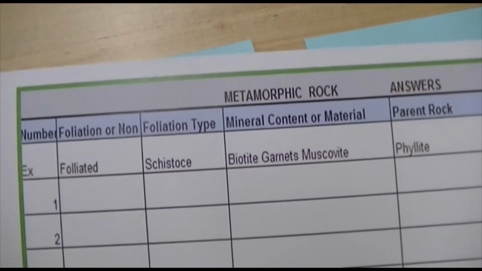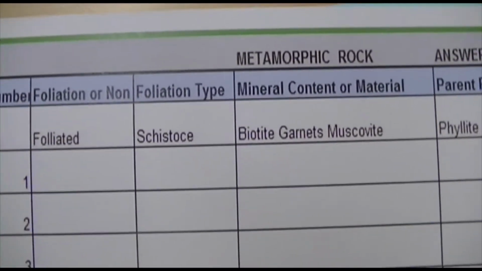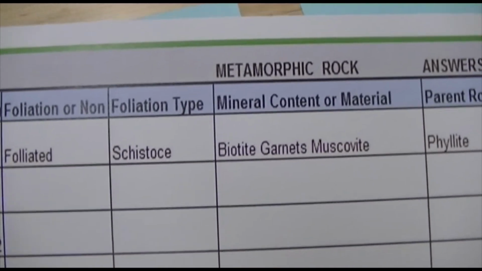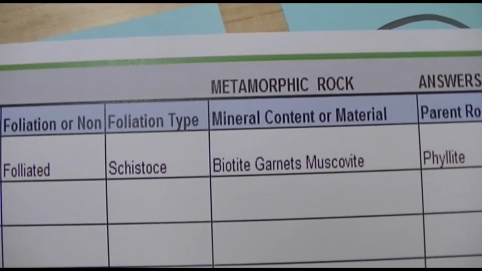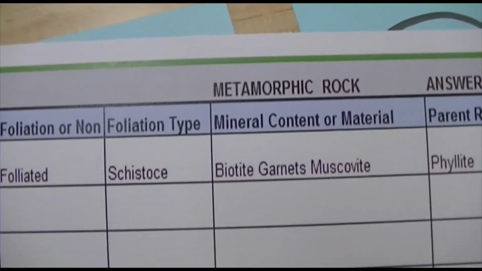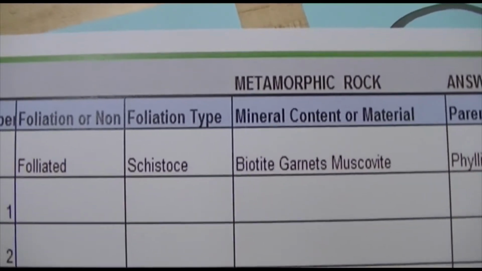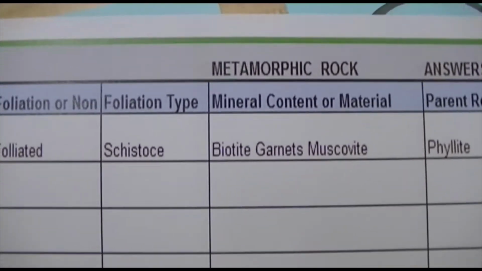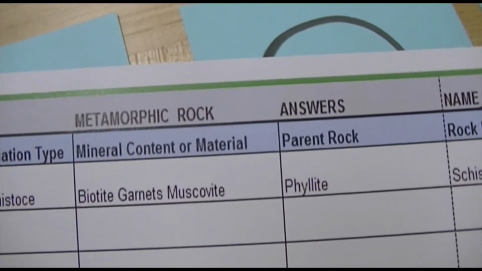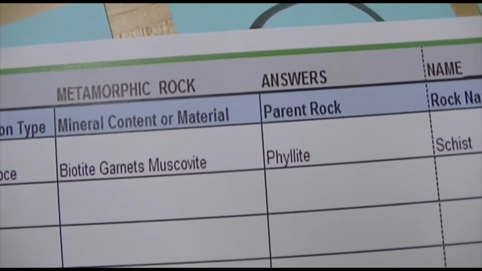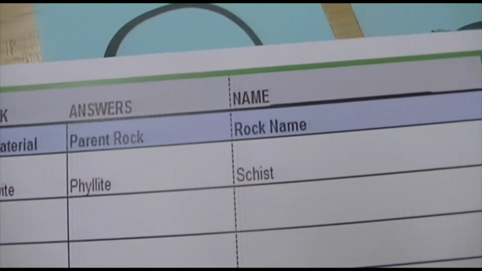You're going to have either foliated or non-foliated. If you commit to foliation, you now have to tell what the degree of foliation is, the foliation type. So if that rock has a slatty foliation, then guess what? The rock's going to be a slate. Primarily, you're going to have most of the answers to this lab just by going through the textures. And then we're going to look at the mineral composition, what's in it, and then the parent rock. And then we'll name the rock.